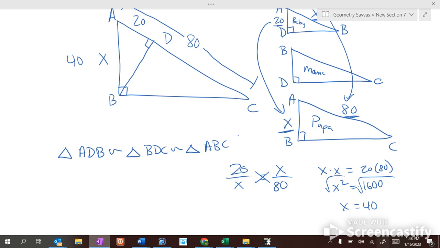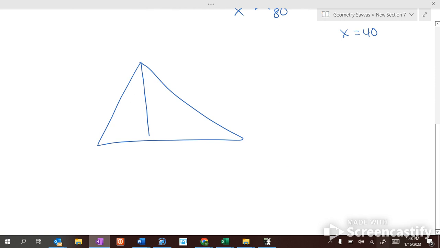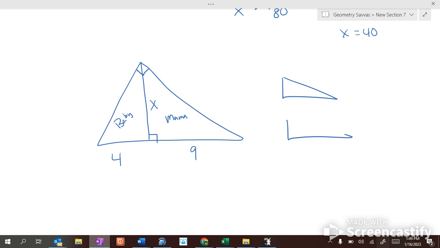Okay, let's do another one. This time I'll flip it around a little different. Let's say we know that, and I want to figure out what x is. Well, over here we have baby. Here we have mama. And the whole thing is papa. So I draw baby, I draw mama, I draw papa.